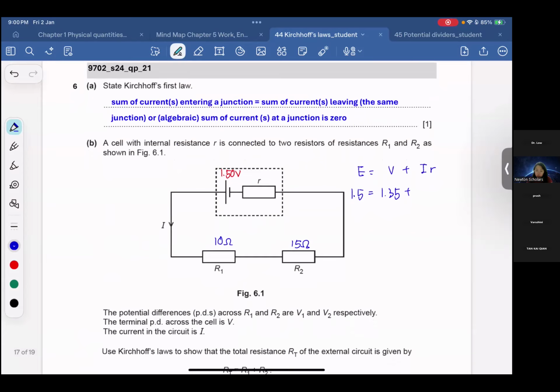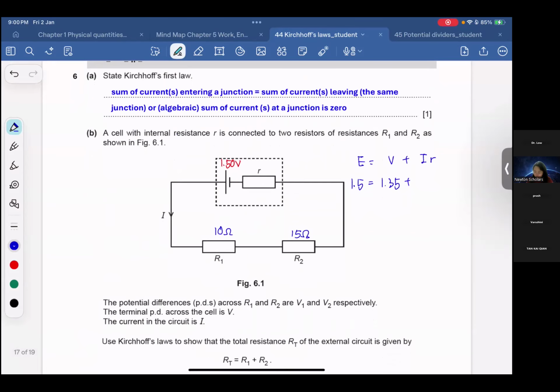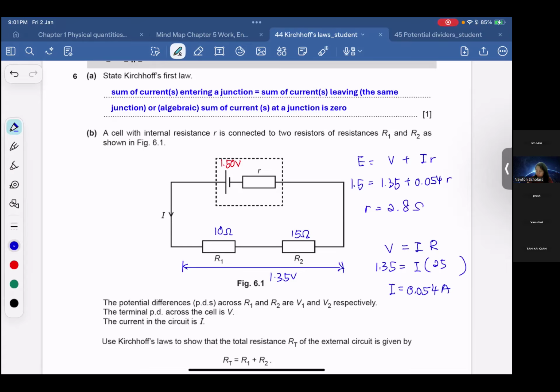So let me have a look. The 1.35 is the voltage from here to here, 1.35 volt. So V equals IR for the external circuit. Do you know the resistance across these two points? The resistance is 25. 10 plus 15 is 25. So your current should be 0.054 ampere. 0.054 ampere times your small r. Your small r should be 2.8 ohm.